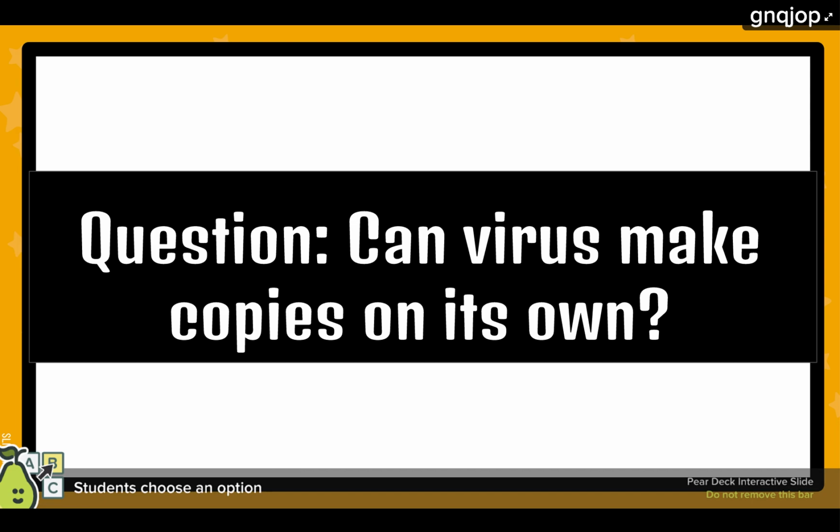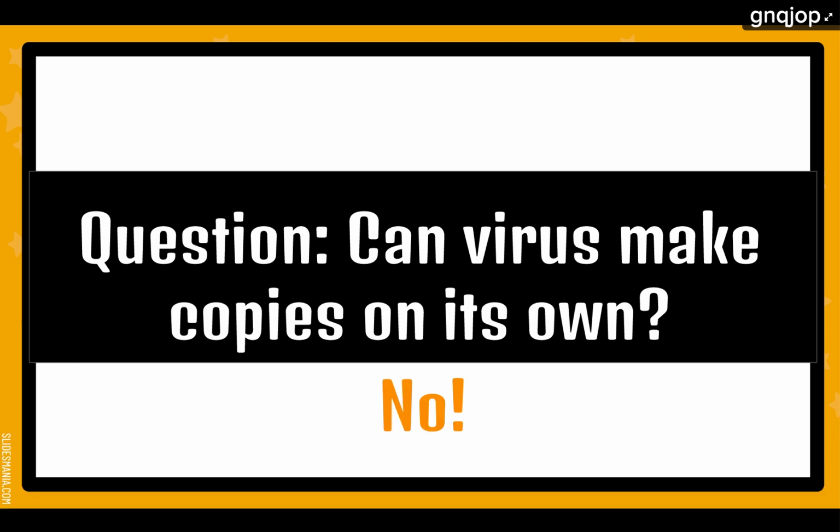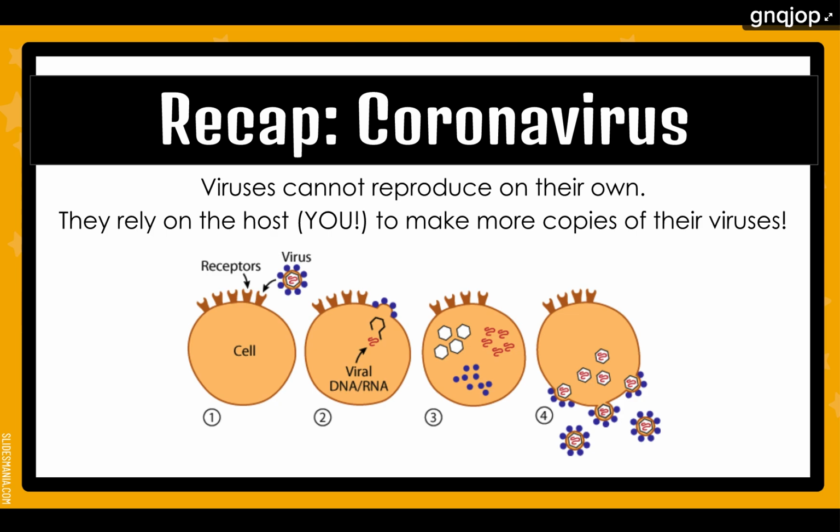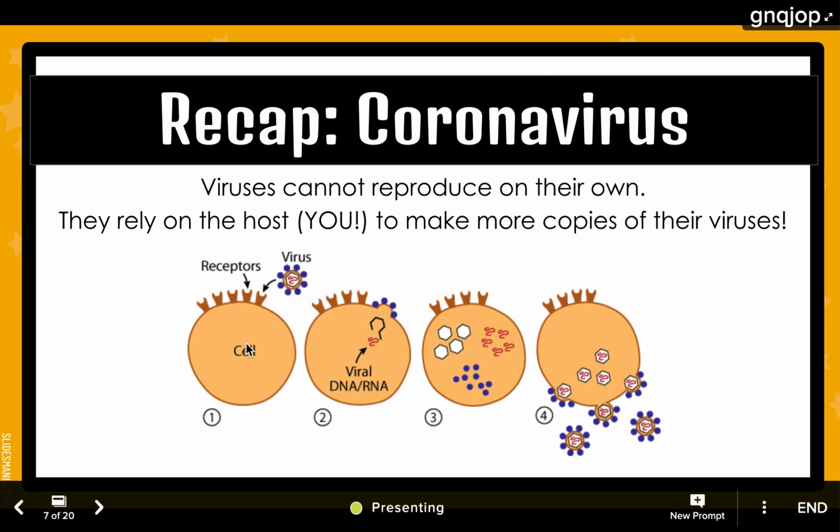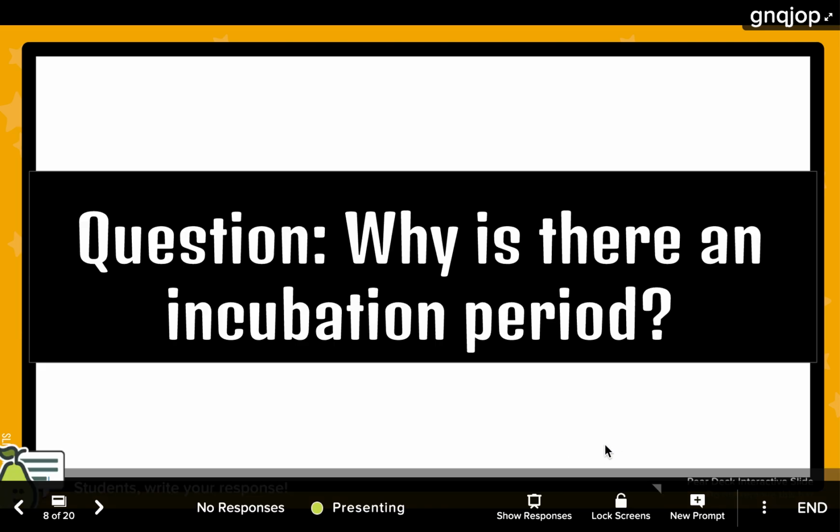The second question is, can virus make copy on its own? And the answer is no. Virus cannot make copy on its own. What they do is that they rely on a host, any organism, including us, to make copy of their virus. So right here, you can see as the virus entered the cell, they release a genetic material, whether it's DNA or RNA, and they use all the organelles within the cells to help them to make more viruses.